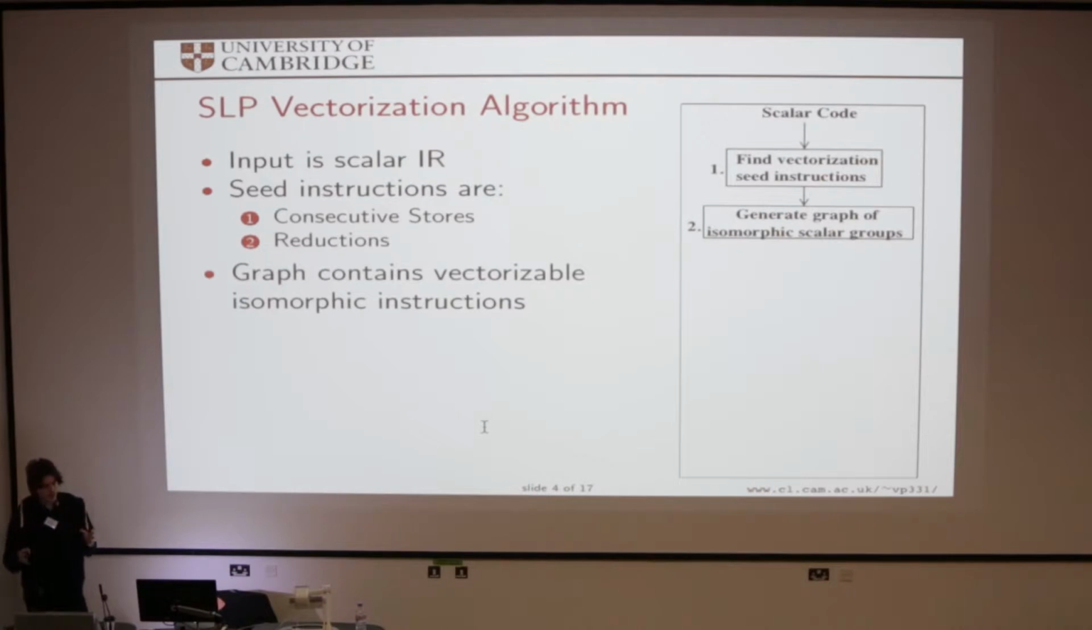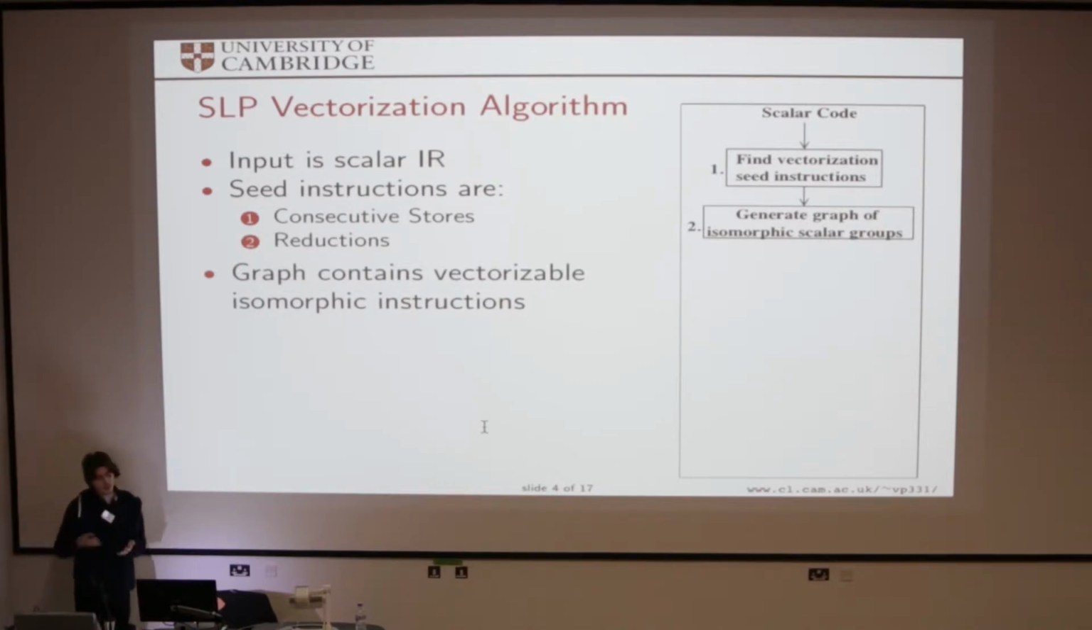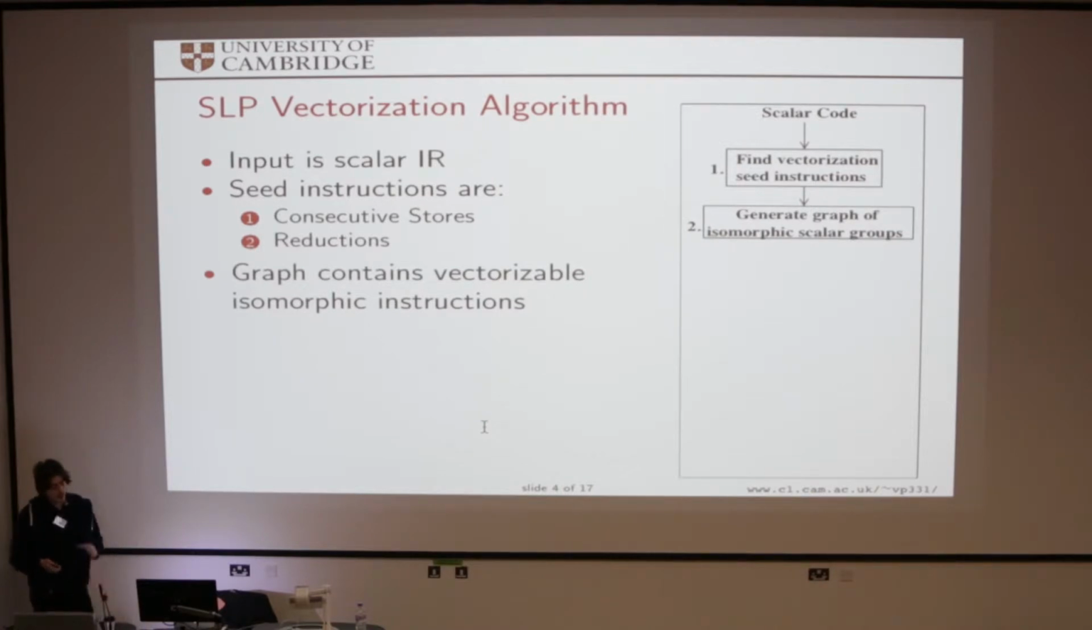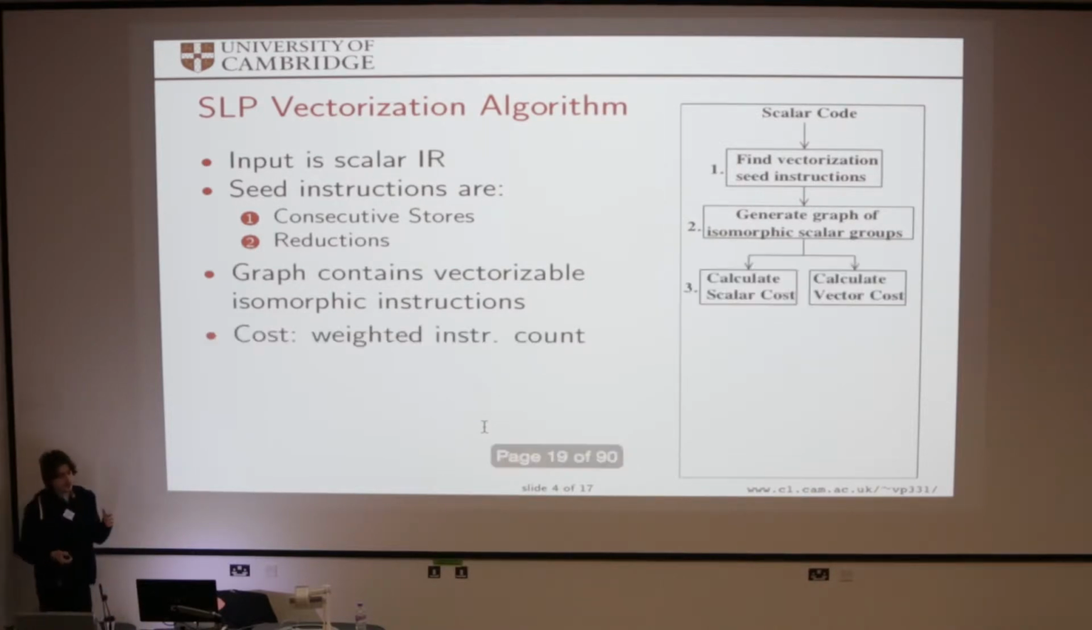Then we start building a graph. Each node of the graph contains the instructions that can be potentially vectorized. These are the groups. Each node has a group of scalars that can be potentially put together and vectorized, and each edge is a data flow. We build this graph, and once we build the graph, then we can calculate the cost.